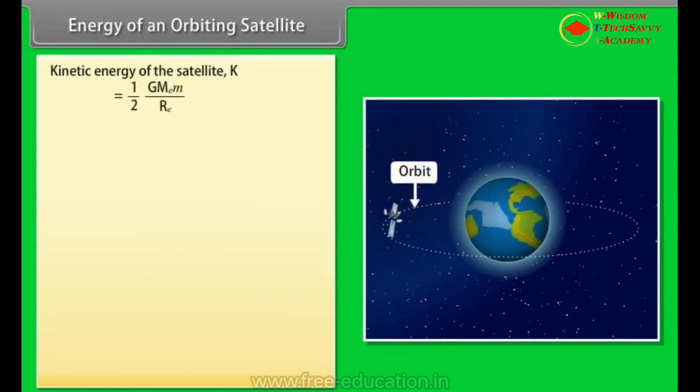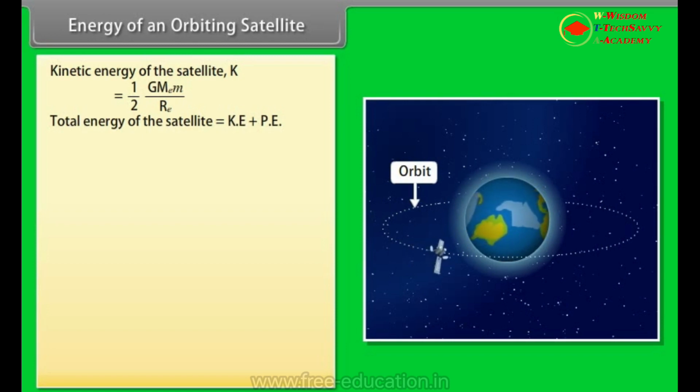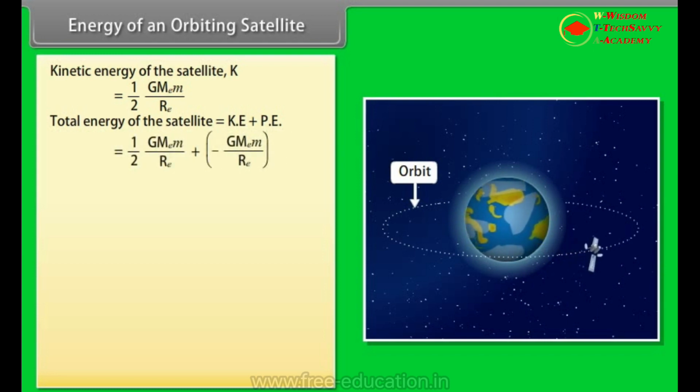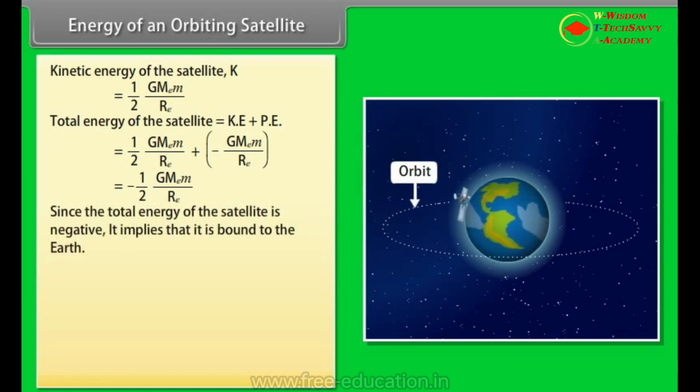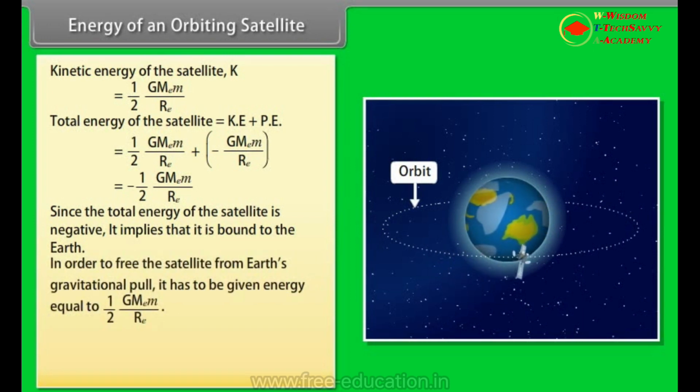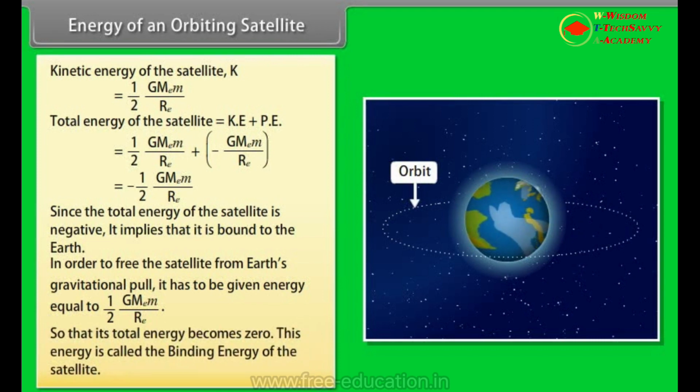Kinetic energy of the satellite K. Total energy of the satellite is equal to kinetic energy plus potential energy. On calculating, we get total energy equals minus 1 by 2 GM_E m divided by R_E. Since the total energy of the satellite is negative, it implies that it is bound to the Earth. In order to free the satellite from Earth's gravitational pull, it has to be given energy equal to 1 by 2 GM_E m divided by R_E, so that its total energy becomes 0. This energy is called the binding energy of the satellite.